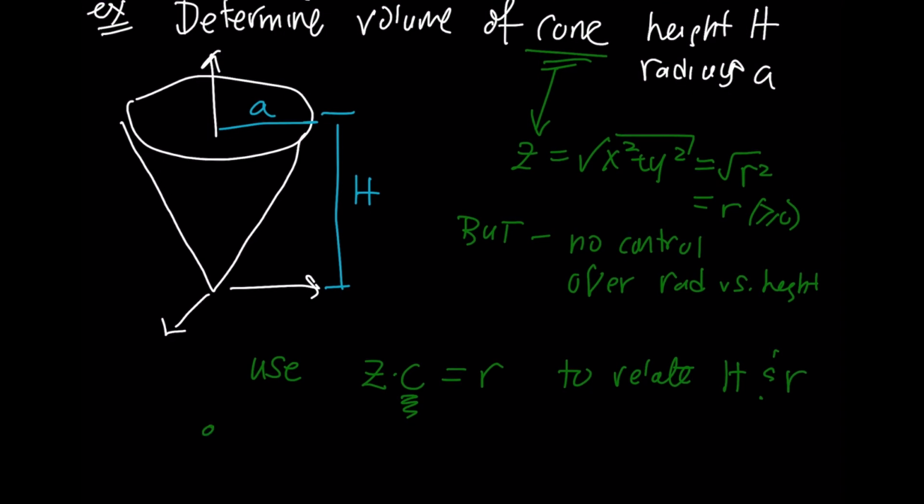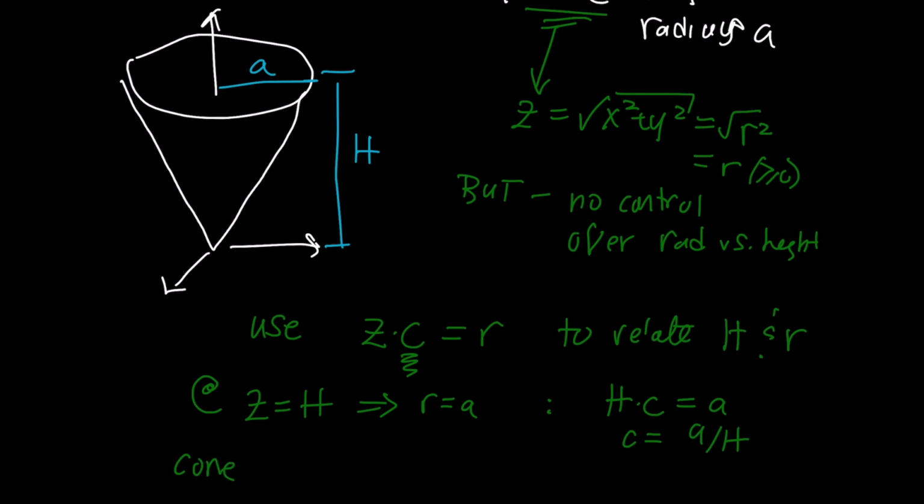So when z is equal to h, this is going to correspond to r equals a. So if we sub this into our equation, we'll have h times this dial is a, so clearly this dial has to produce the value of a over h. The proper cone description will be a over h times z is r. This cone is z is h over a times r.